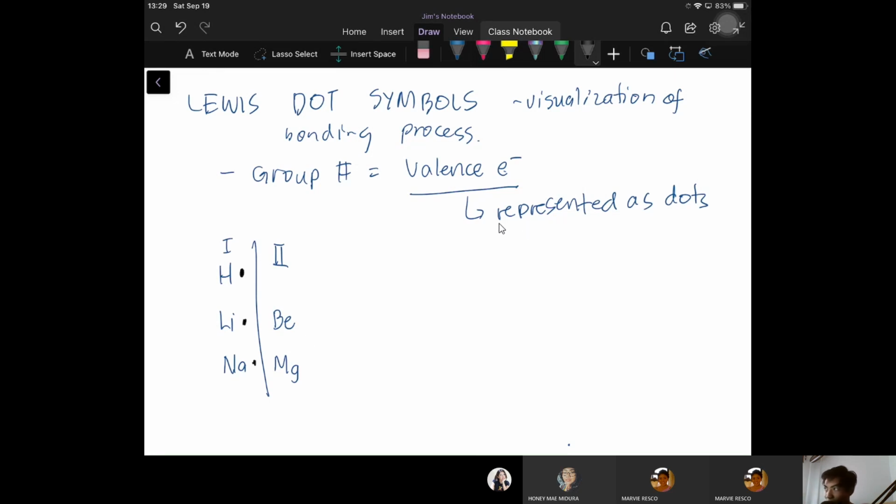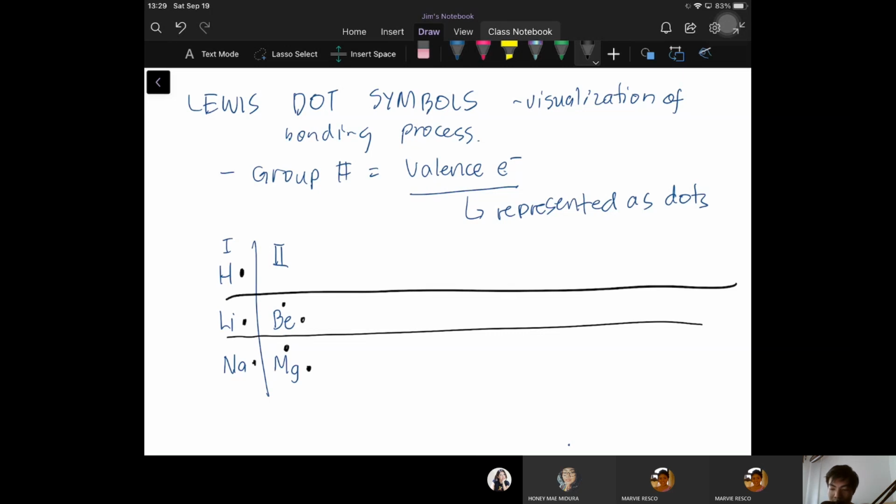So paano daw nilalagay yung dots? Pinapalibot mo lang yan sa atom. Pwede kahit saan direction. Pwedeng sa taas, pwedeng sa gilid. Kaya bahala. Basta wag mo ipag-pair, ha? Wag muna ipares. Okay, so group 3 tayo. Boron, aluminum. Okay, so since tatlong valence electrons yan, 3 dots yan. So 1, 2, 3.